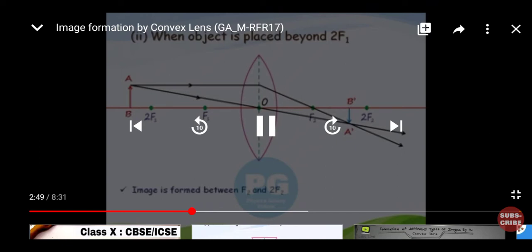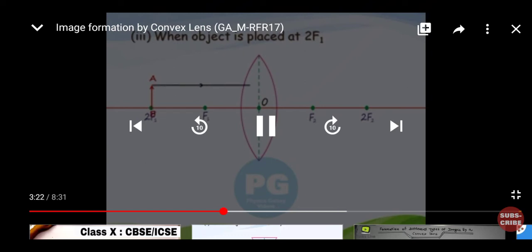So the image is formed between f2 and 2f2. It is a real and inverted image, as the image is formed by the actual meeting of two refracted rays. And the size of the image is diminished, or we can say the size of the image is smaller than the object.